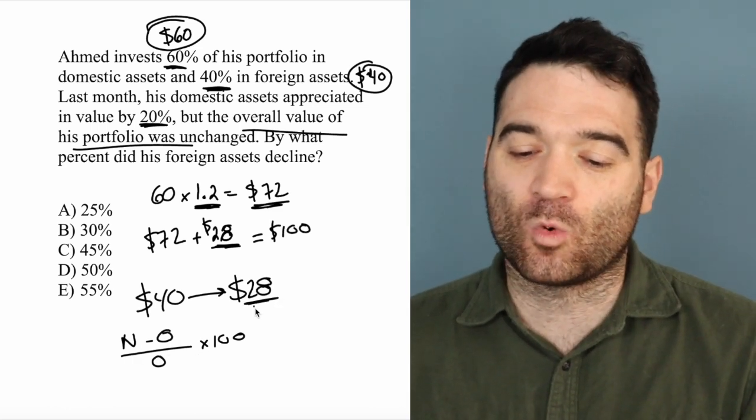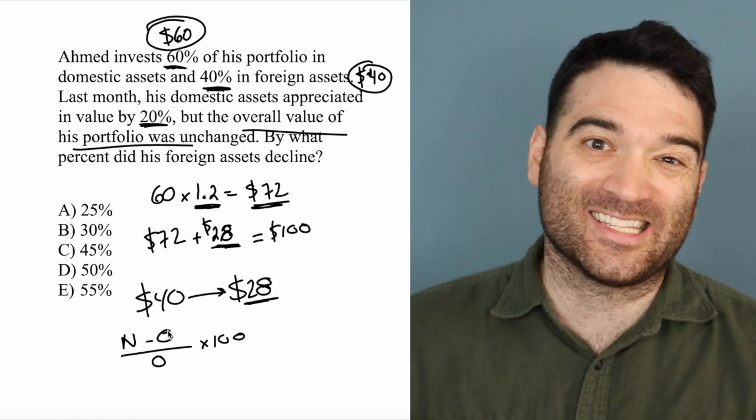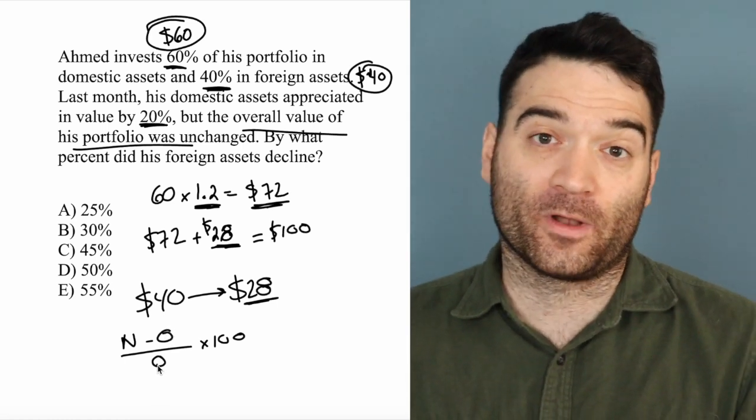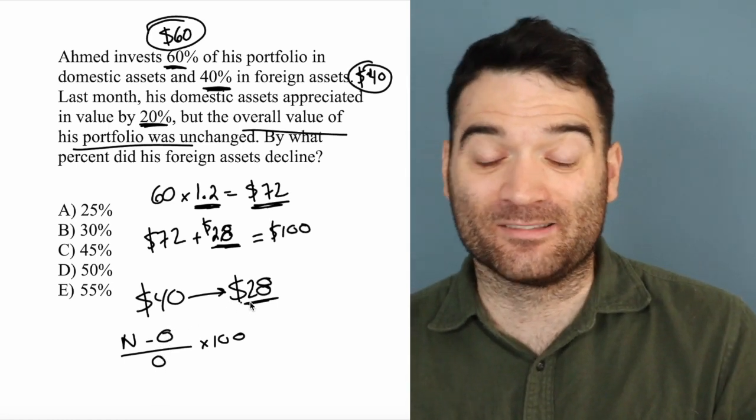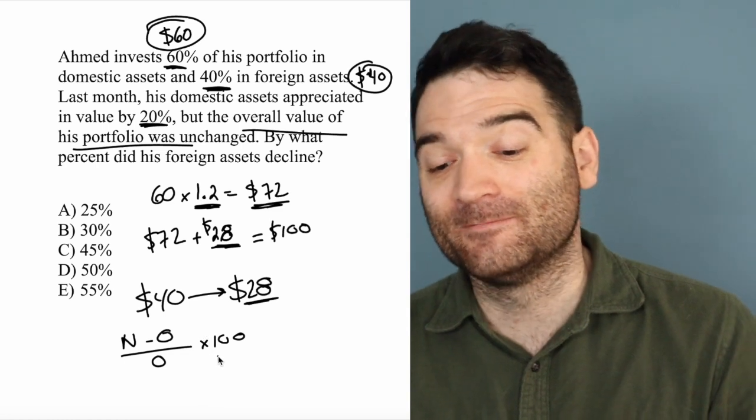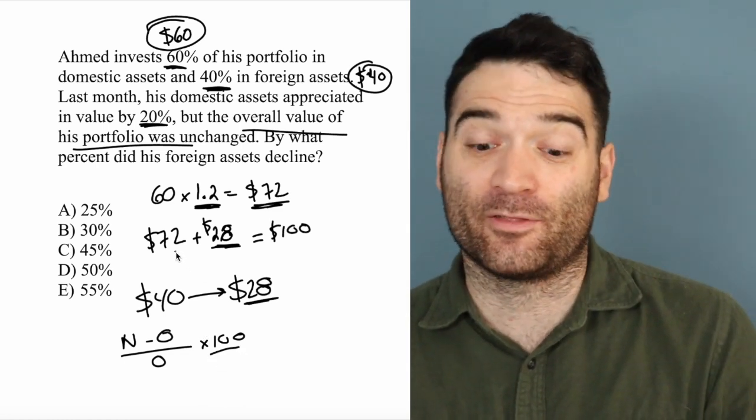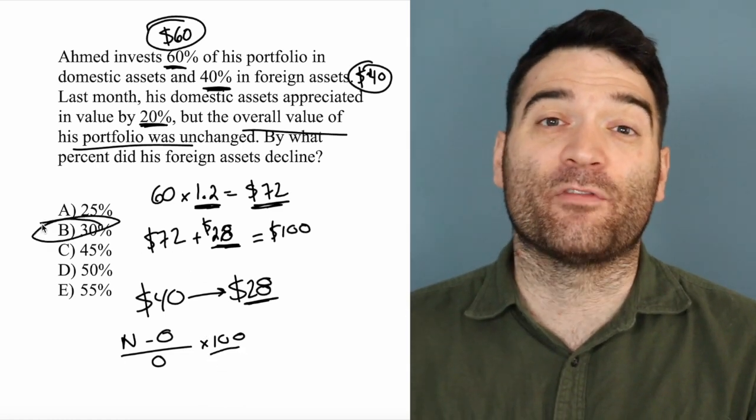So the new value is 28. 28 minus 40 is negative 12 over 40. Negative 12 over 40 is negative 0.3. Multiply that by 100, you get negative 30. So that's a decline of 30%.